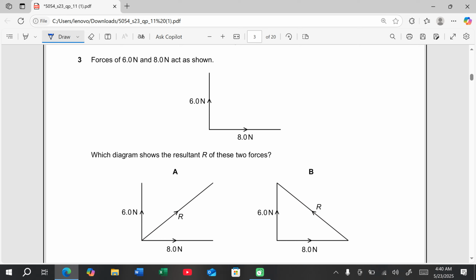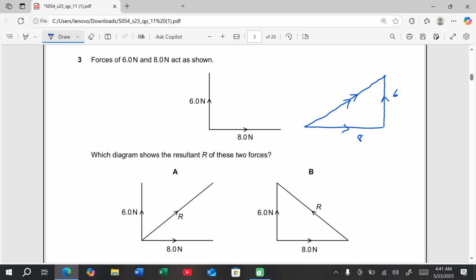The forces of 6 Newton and 8 Newton act as shown. Which diagram shows the resultant force R of these two forces? Now you will use the head to tail rule. Let's take the first vector as 8 Newton. And then if you want to take the second vector as 6 Newton, the tail of the second vector has to coincide with the head of the first vector. So this is 8 and this is 6. Now the resultant is from the first vector tail to the second vector head.